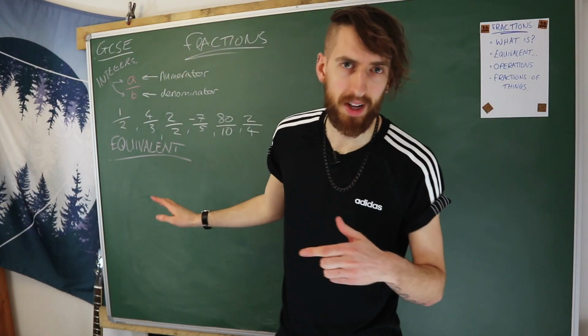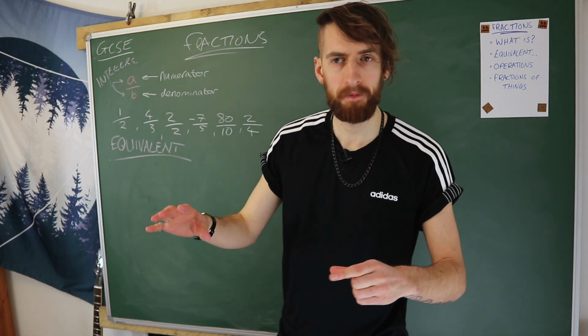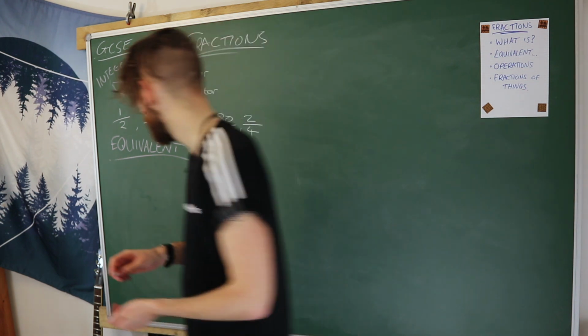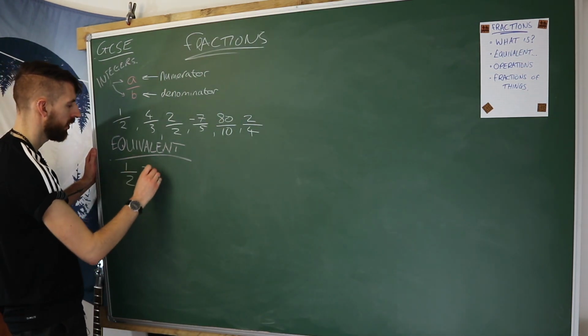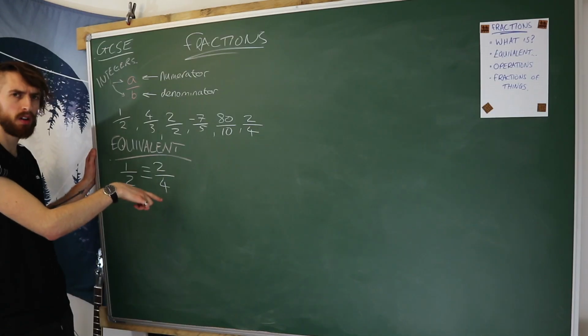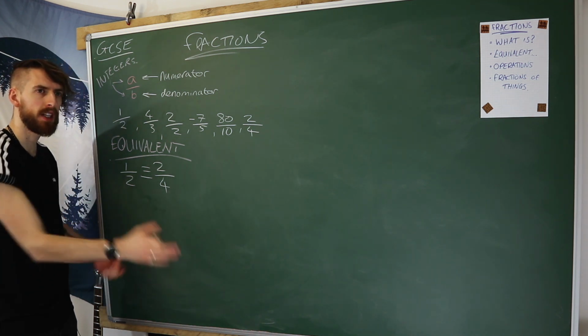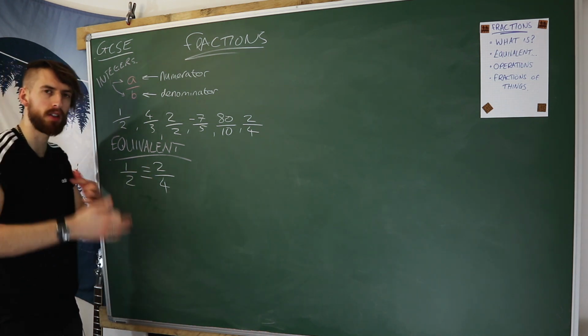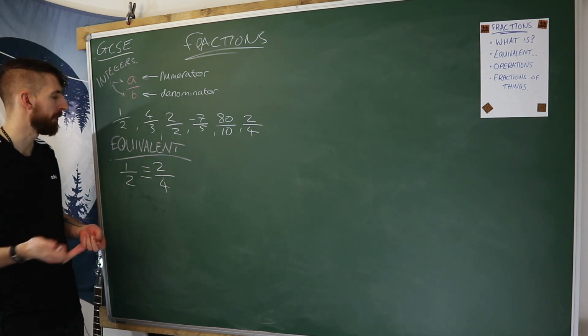So equivalent in mathematics means that they are identical, completely identical, as in the exact same thing. We'll write that with 3 little lines. If we had a half, that's the same as 2/4. So like if you had a pizza and you chopped it in half, you'd have half a pizza. If you had a pizza and you chopped it into 4, but then you took 2 of those, that would mean you've got half a pizza.